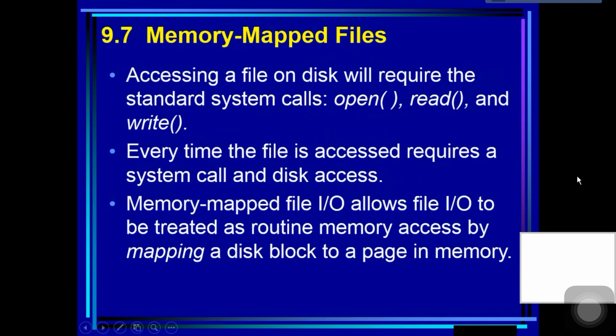Memory mapping of file is accomplished by mapping a disk block to a page in memory. Initially, access to the file proceeds through ordinary demand paging, resulting in a page fault. However, a page-sized portion of the file is read from the file system into a physical page.